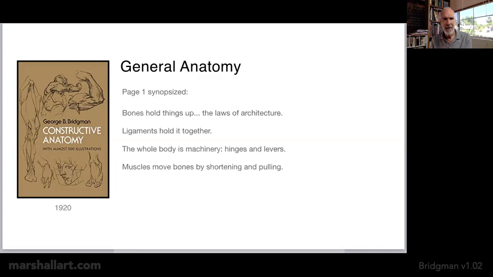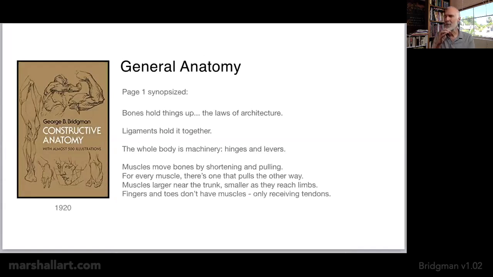Okay. Tomorrow we're going to study that. For every muscle, there's one that pulls the other way. Muscles are larger near the trunk, smaller as they reach the limbs. In fact, he didn't mention it in here, but fingers and toes don't have muscles in them. They have muscles that work on them, but they only have receiving tendons from the hand and the forearm and the lower leg and the foot. That's a summary. If you want to read that set of paragraphs, it's in the big book too. You can. But I find his reading slow going.